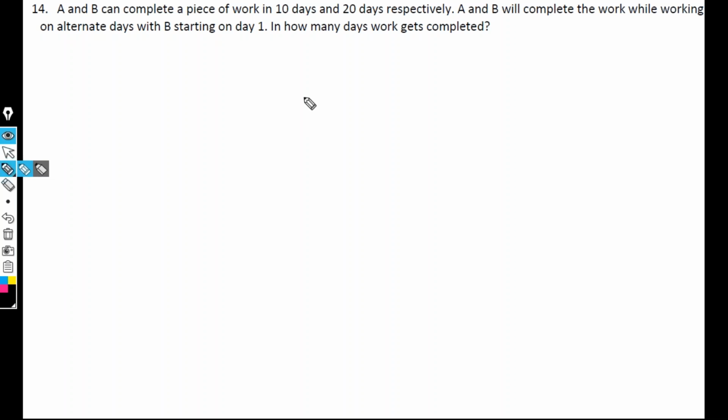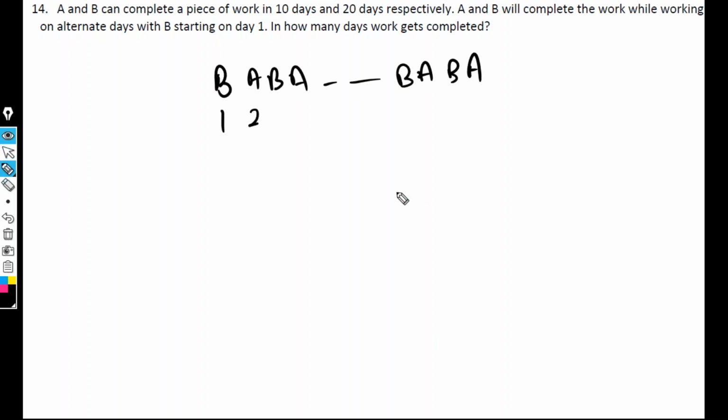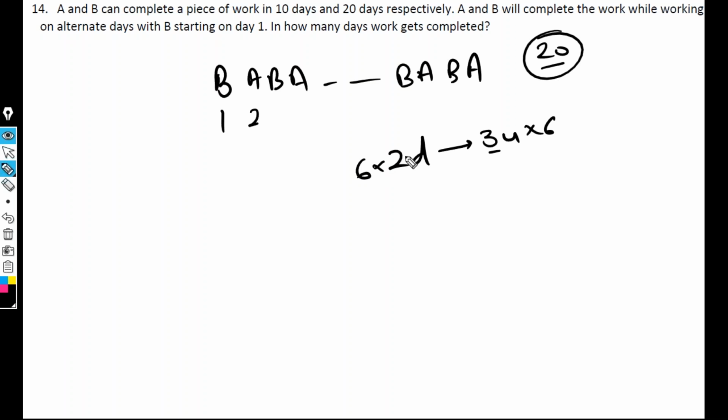Okay, have a look, guys. Right, Taswar, right. So here the pattern is BA, BA. On day 1, B will complete 1 unit. On day 2, A will complete 2 units. So in 2 days, a total of 3 units of work is done. As my total work is 20, 20 divided by 3, the quotient is 6. So on the 12th day, A has worked.